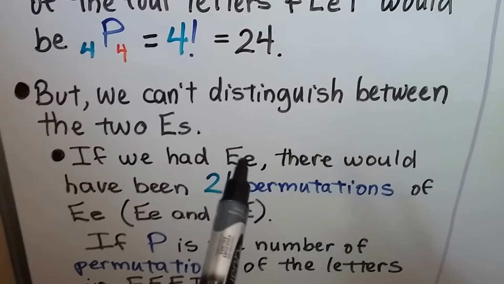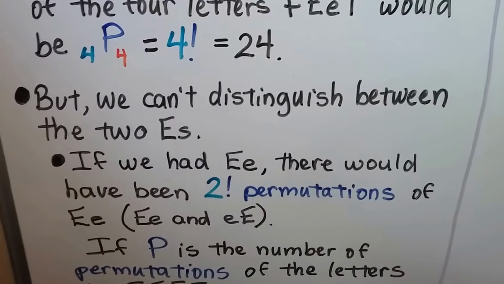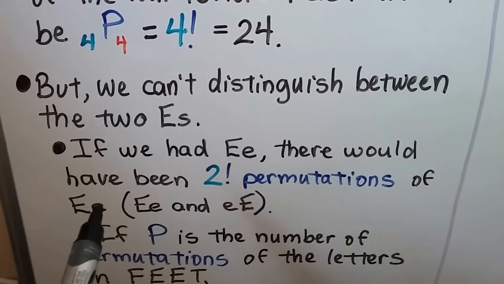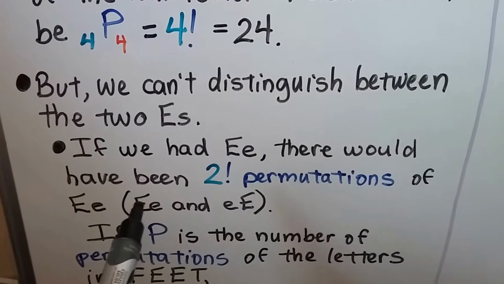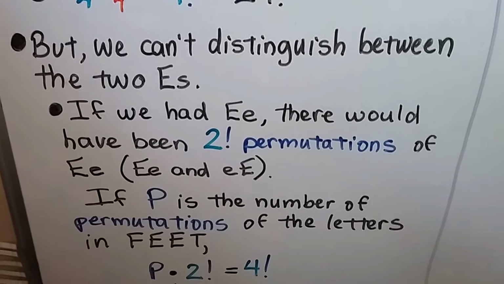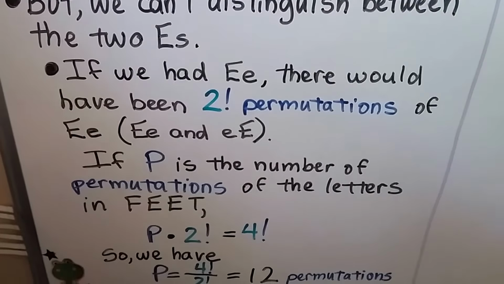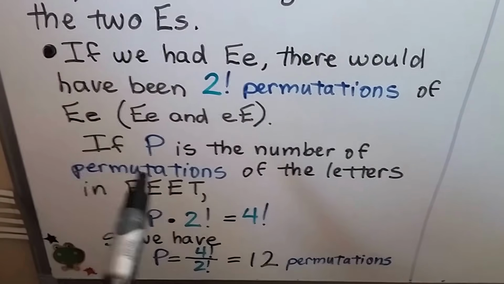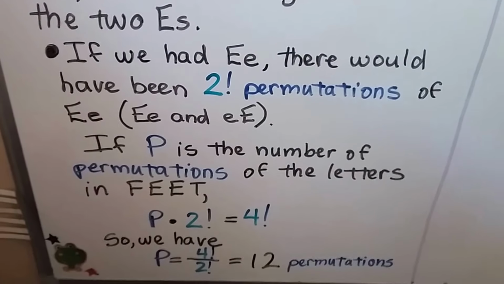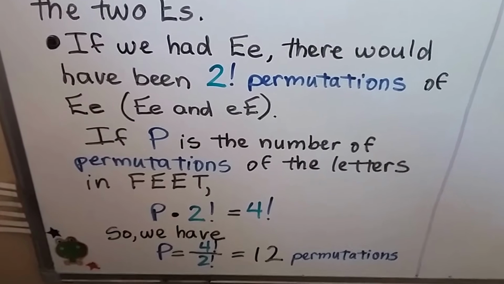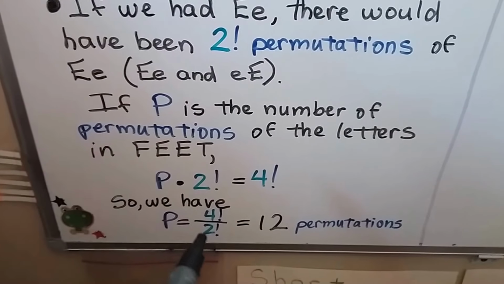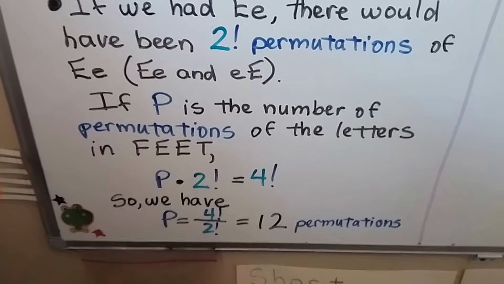If we had an upper and lower case, there would have been 2 factorial permutations of the uppercase E and the lowercase E. We'd have the uppercase and then the lowercase, and then the lowercase and the uppercase. If P is the number of permutations of the letters in feet with the 2 capital E's, we have P times 2 factorial, which equals 4 factorial. So P equals the quotient of 4 factorial and 2 factorial. That's 12 permutations.